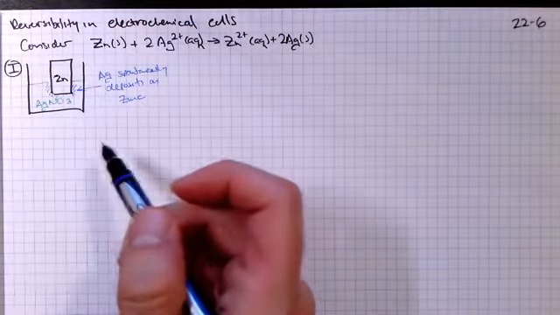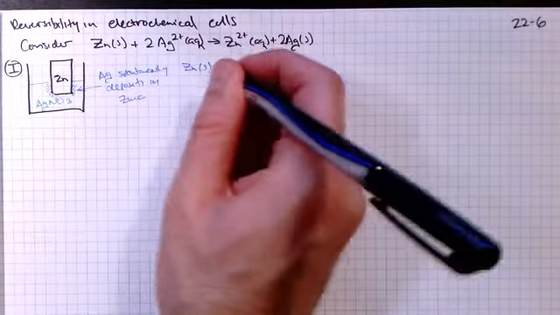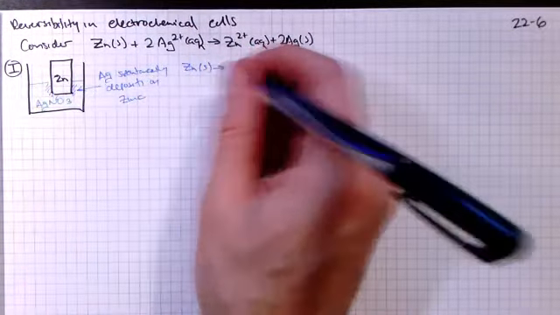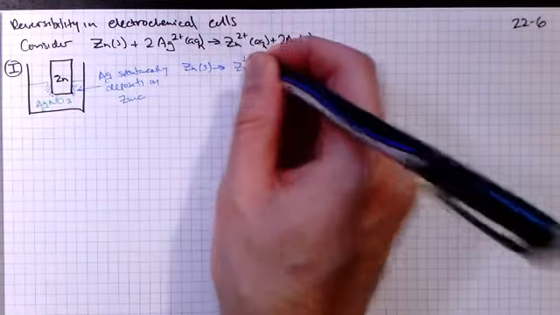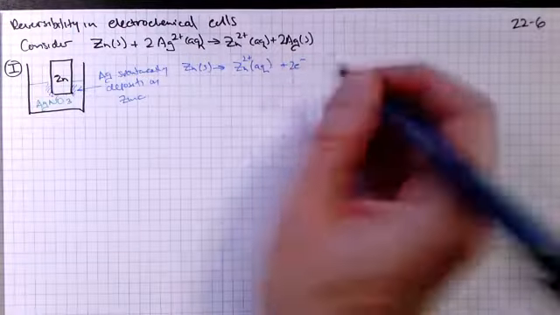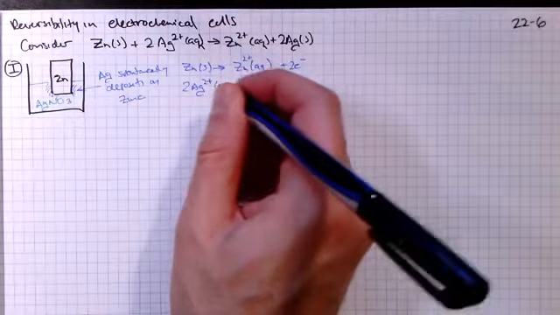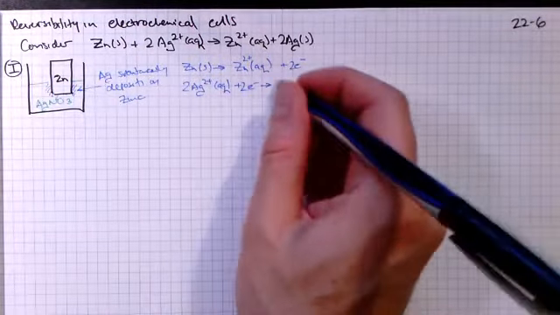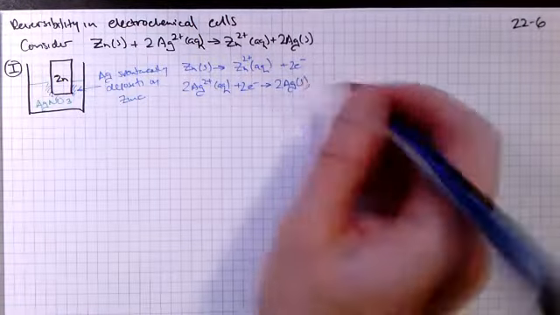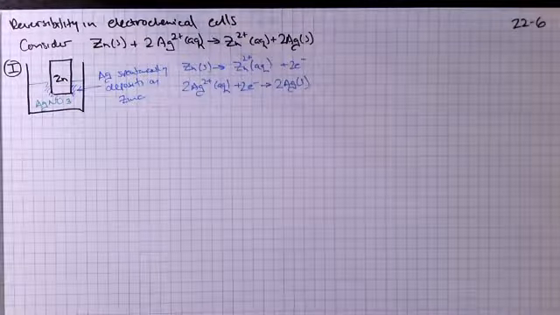So we have basically solid zinc going to zinc aqueous 2 plus plus 2 electrons, and then we have silver ions Ag plus, which are aqueous, plus the 2 electrons going to 2 silver atoms, which are depositing off as solid. Okay.